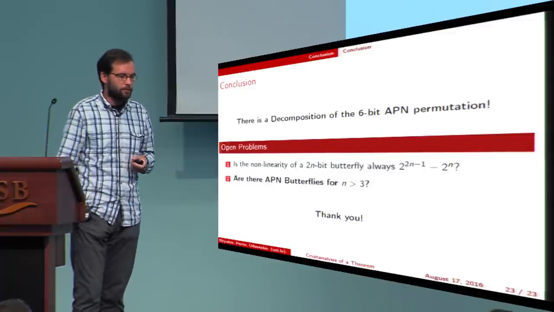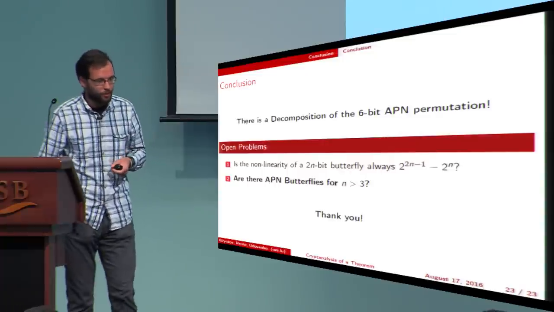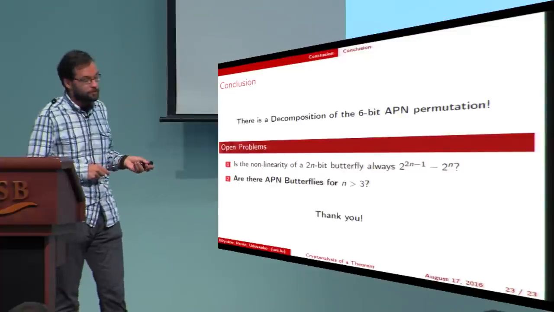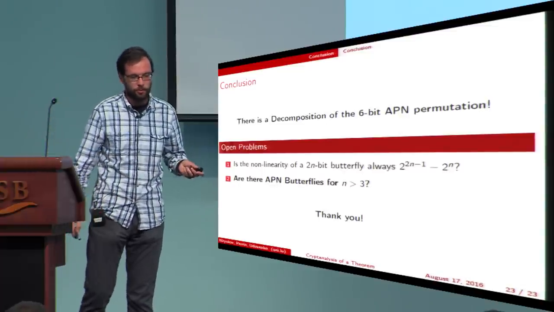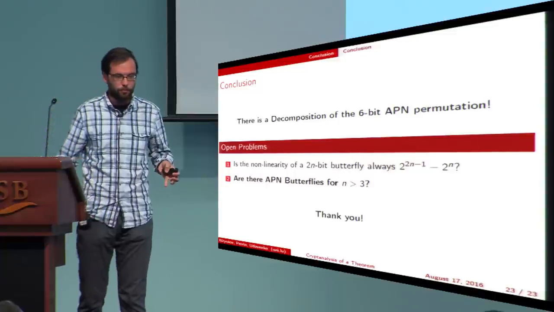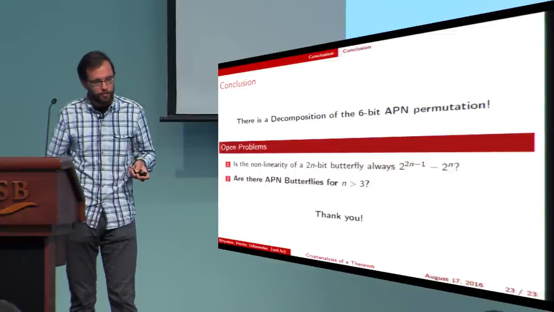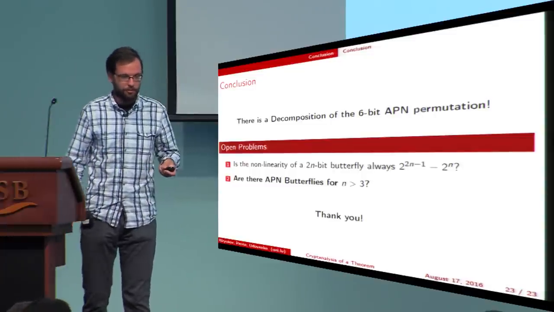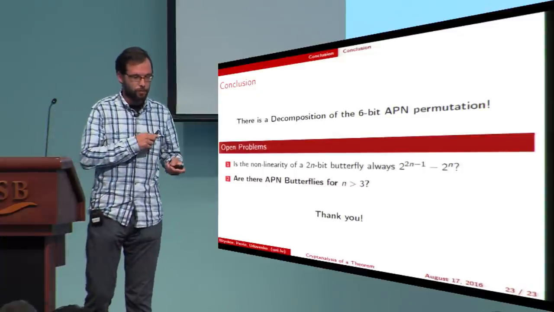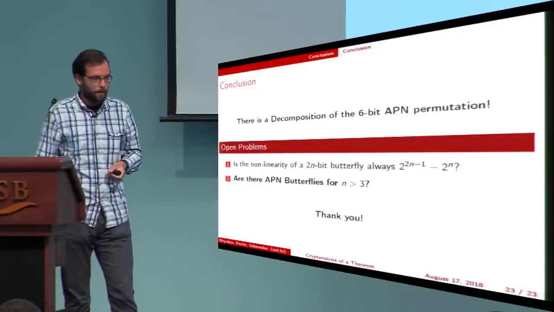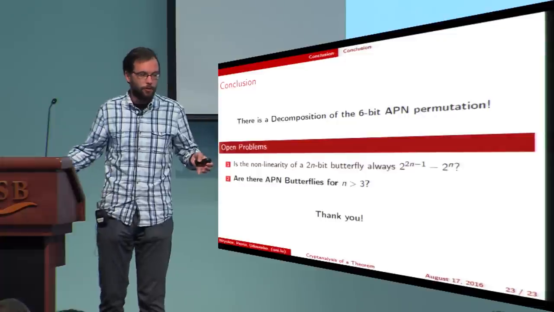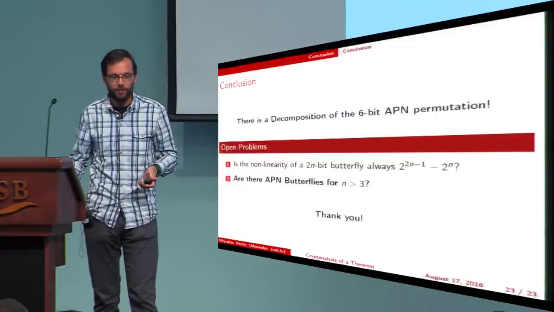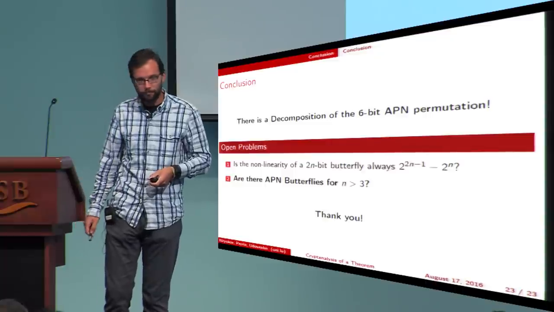But actually, there is a group which has, I think, answered these questions. So to the first question, there is a positive answer: butterflies always have the best known possible nonlinearity. And for the second question, the answer is negative. The butterflies are actually never APN except this 6-bit permutation. And so the main open question is whether there still exist APN permutations in even dimension other than this Dillon permutation. Thank you.